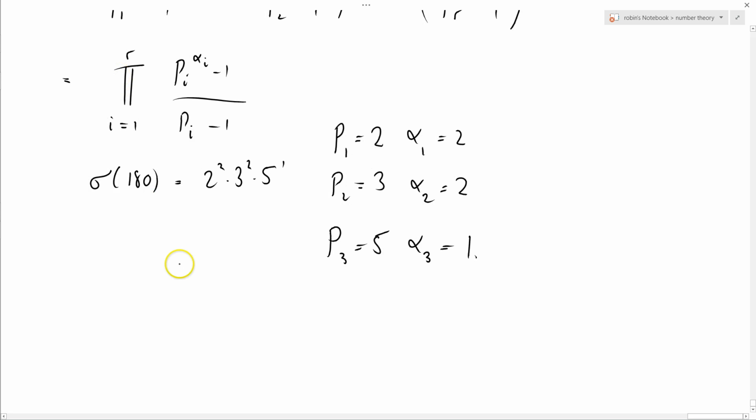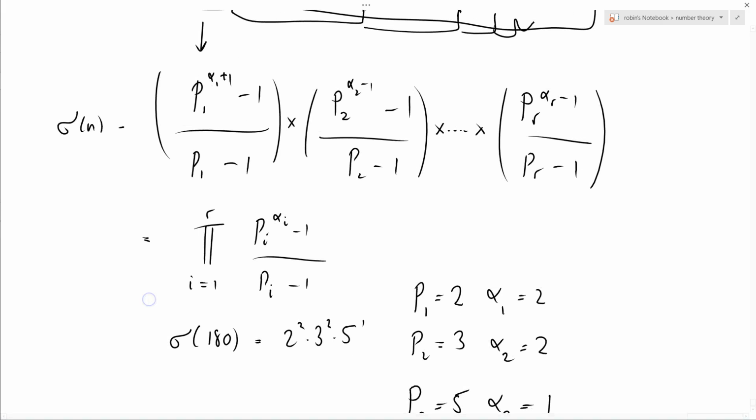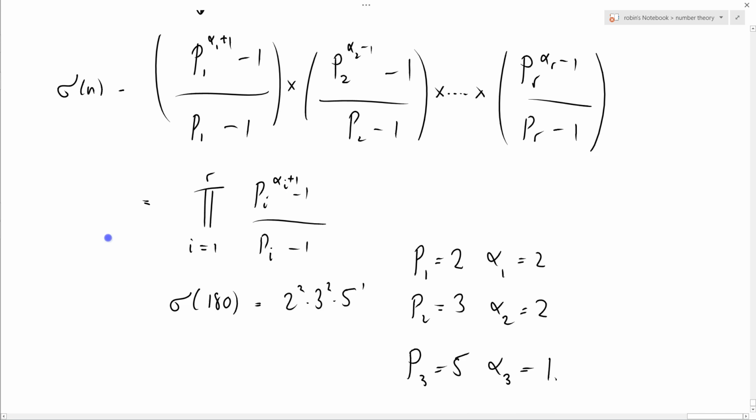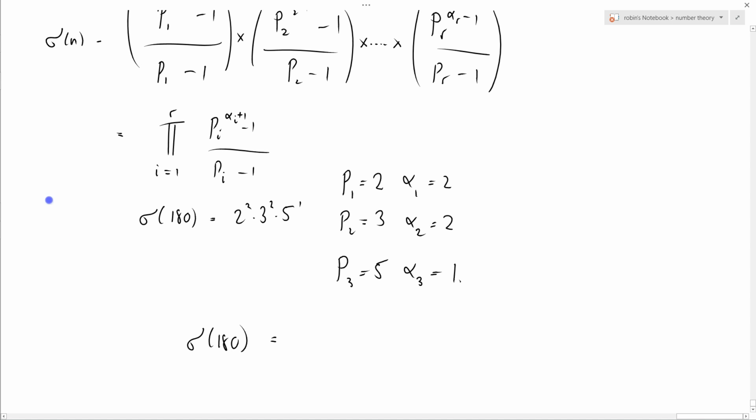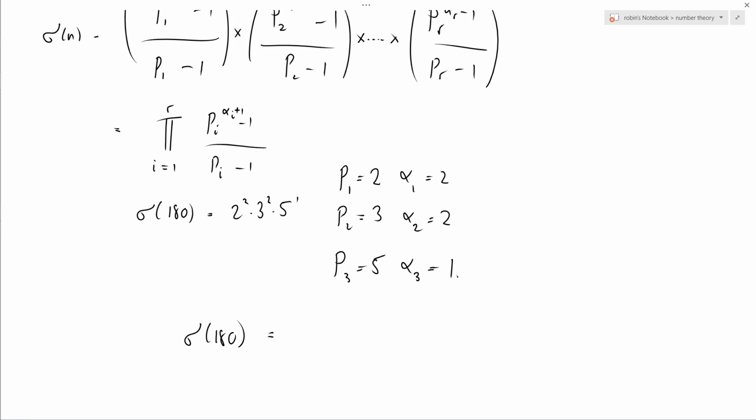So let's just do this. Let's work out what sigma of 180 is. Oh no, there's a plus 1 I've missed off there. Sorry about that. That should have been an alpha i plus 1. Okay, well let's just do it anyway.